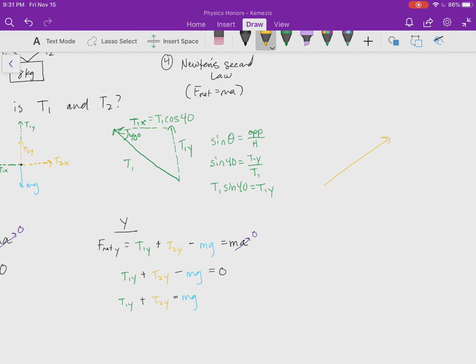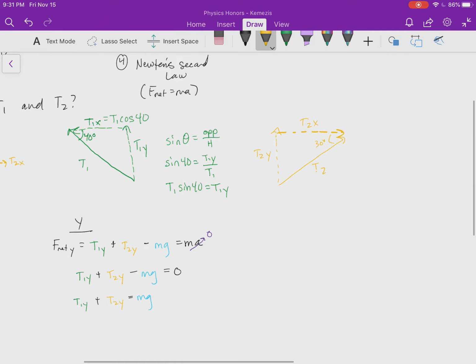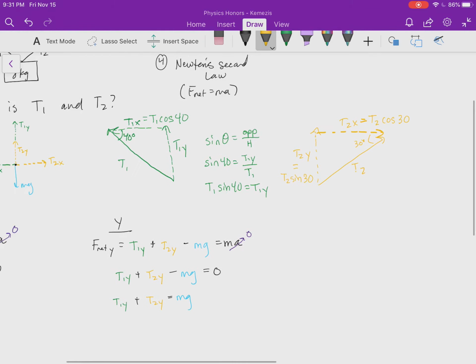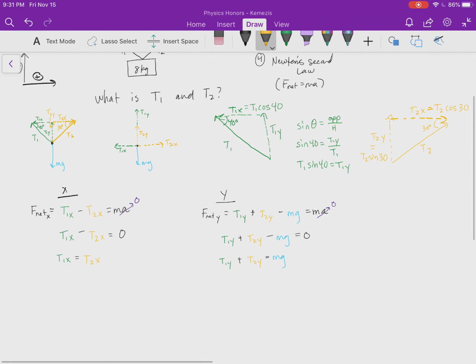And we can do the same thing with our T2 triangle. It's going up this way. We would say this is T2, and we have T2y, T2x, and remember our angle over here is 30 degrees. So T2x is the adjacent side again, so this would be T2 cosine of 30. T2y would be T2 sine of 30.